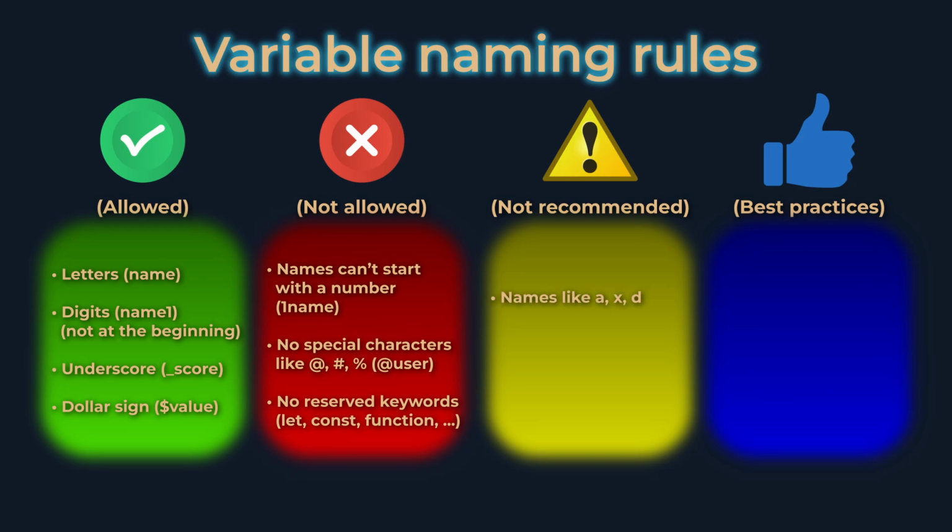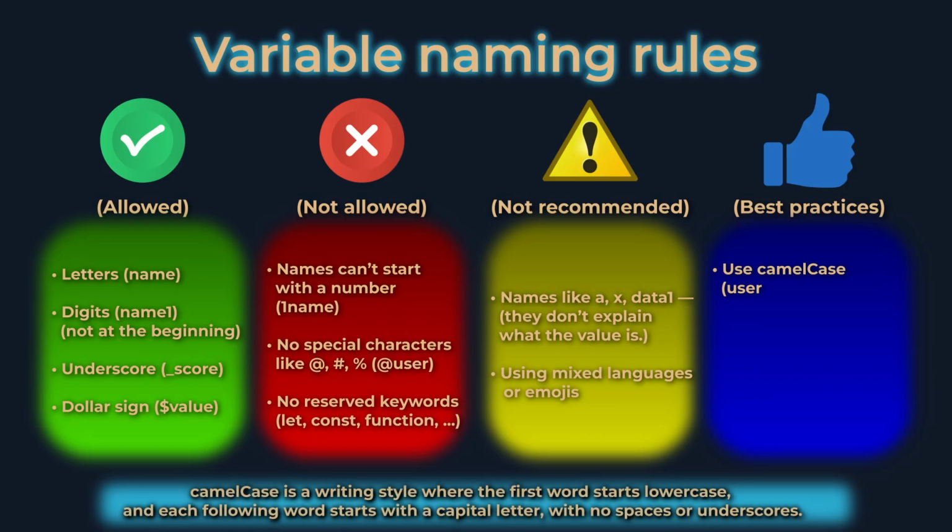Also, names like a, x, data1, and similar names aren't good. They don't explain what the value is. It's always good to stick to best practices, like using camelCase notation. Of course, we should make names meaningful, like price, user email, and so on. And we should always be consistent when it comes to naming variables. Good naming is what separates beginners from pros. Your future self will thank you when your code is clean and understandable.